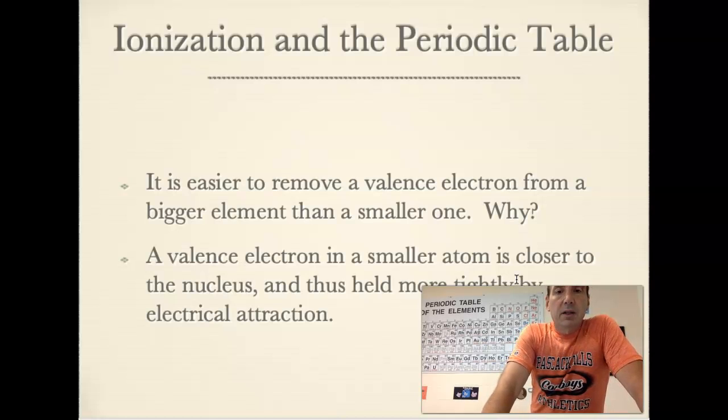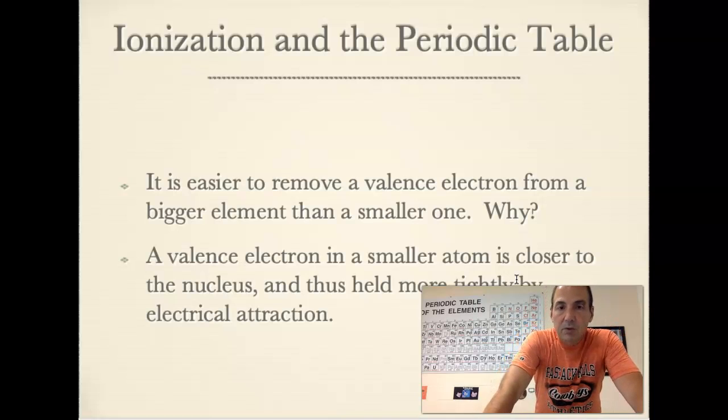We said it is easier to remove a valence electron from a bigger element than a smaller one. Why would that be? Okay, well, again, with the valence electrons in a smaller atom, that means they're closer to the nucleus. Distance matters, okay? So the smaller the distance, the stronger the attraction. So smaller atoms tend to hold their electrons more tightly, and so it would take more energy to remove an electron from a smaller one, okay?